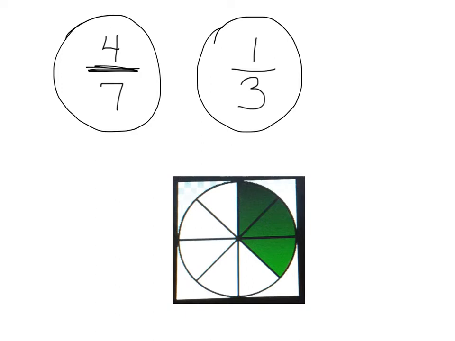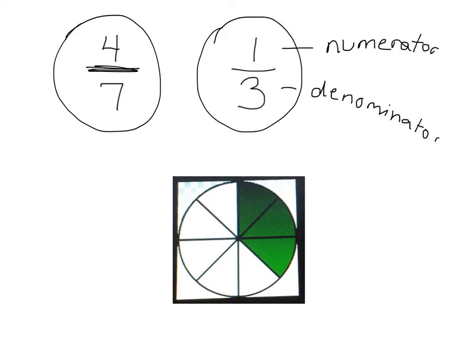This top number here, the 1, is called the numerator. And that's how many we're looking at, or often how many are shaded. And then the bottom number is the denominator. And that's how many parts in all, the denominator.